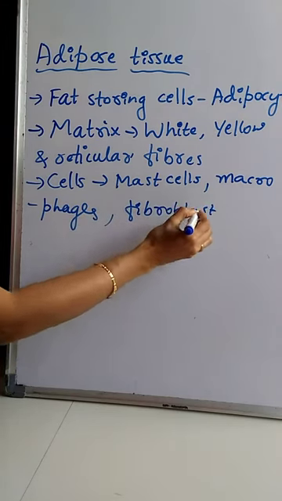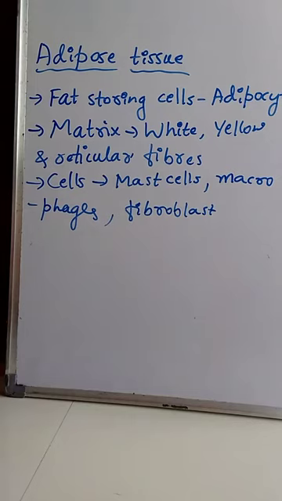The different types of cells like mast cells, macrophages and fibroblasts are present in the matrix of the adipose tissue. Each fat cell is oval shaped with a centrally located nucleus. Centrally located fat droplets.